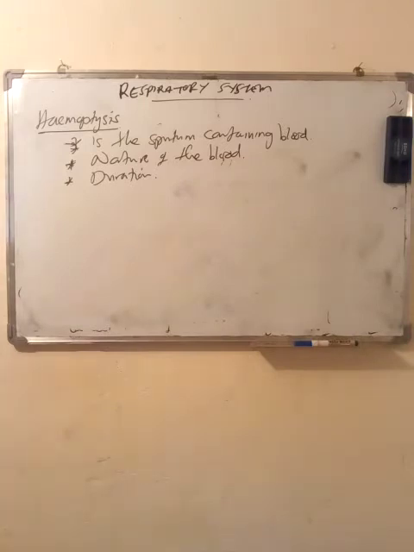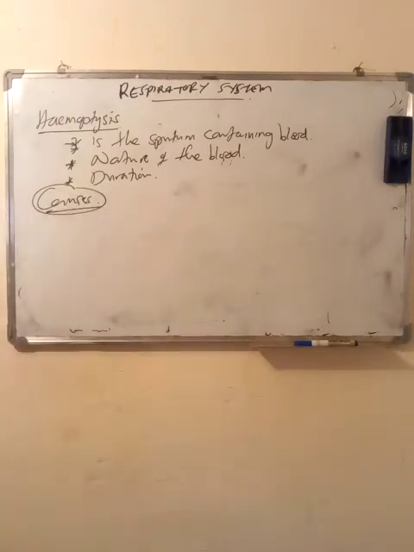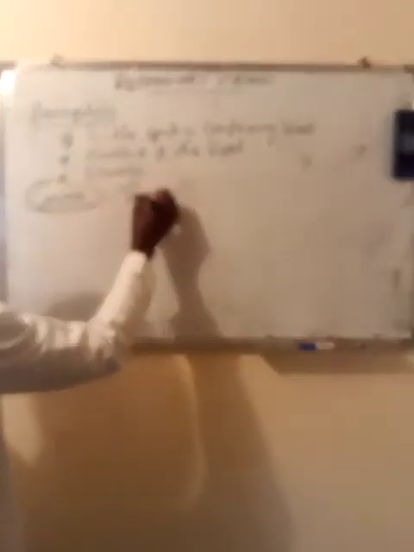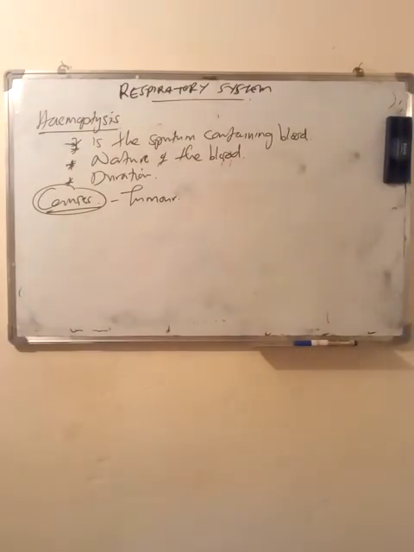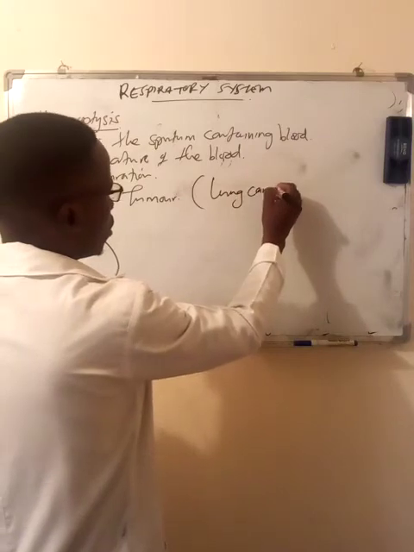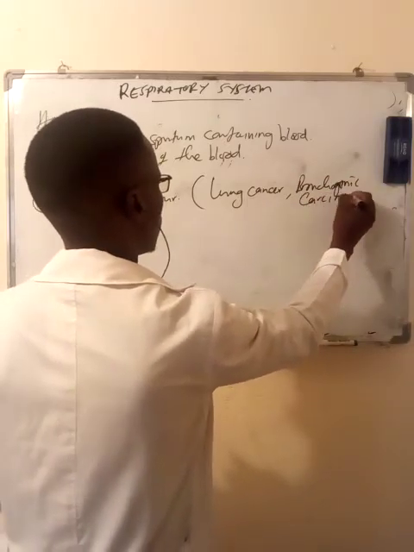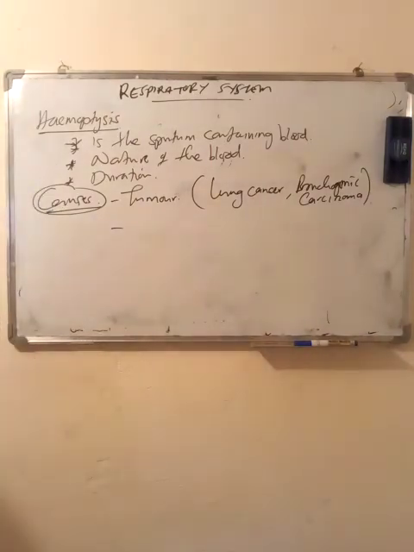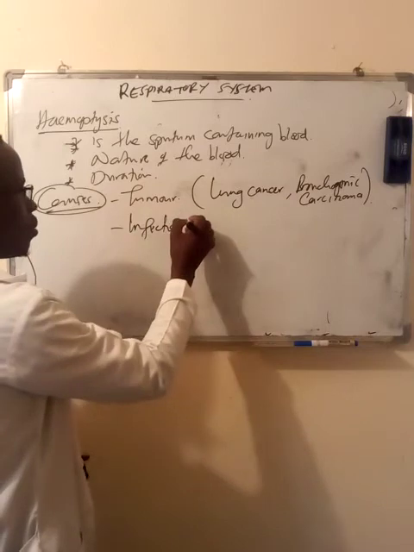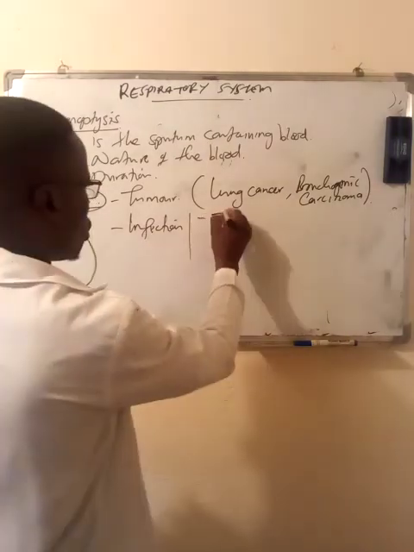Now, we can try to classify the causes of hemoptysis. We can have tumor. We've already talked about lung cancer. Lung cancer, or bronchogenic carcinoma, causes production of blood-stained sputum. Then we can also have infection. What are some of the infections that can cause hemoptysis? So common TB, you can't forget that, especially in our setting. Then we can also have bronchiectasis.